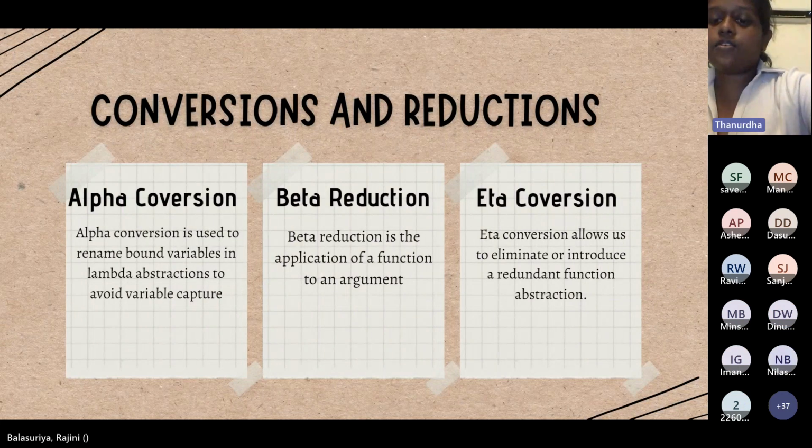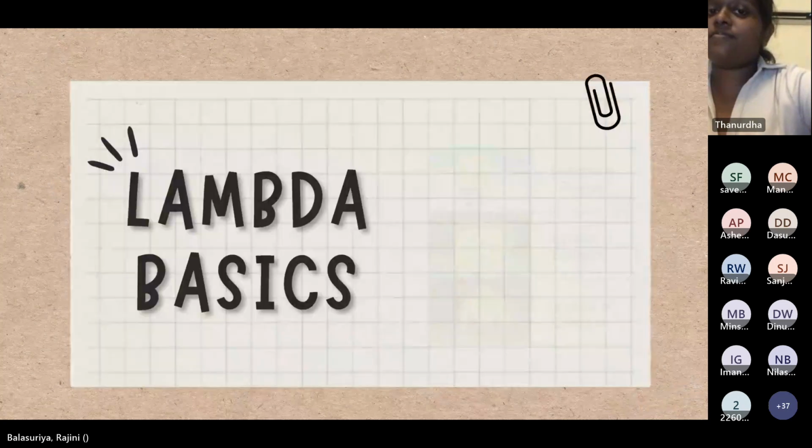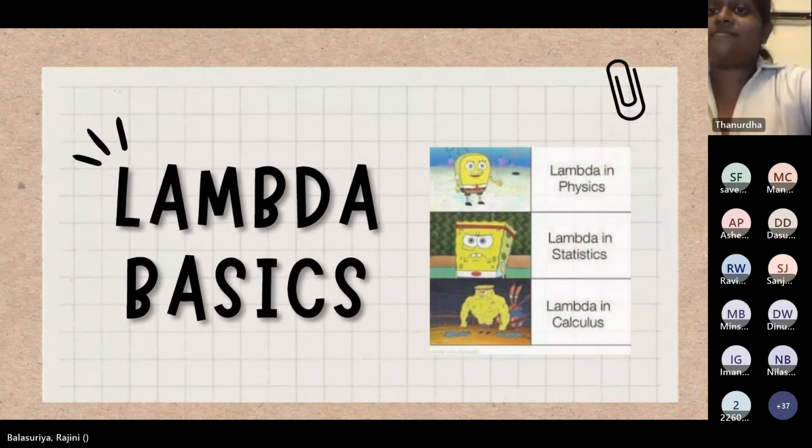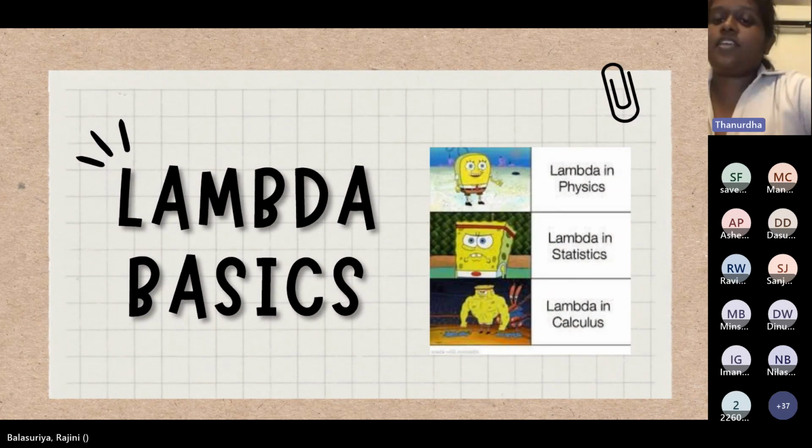Thank you, Nilasi. So we're going to learn a little about the basics of the lambda calculus. So, Nilasi, next slide. Thank you, Nilasi. So when it comes to lambda basics, we will be learning as a continuation of what Nilasi said.